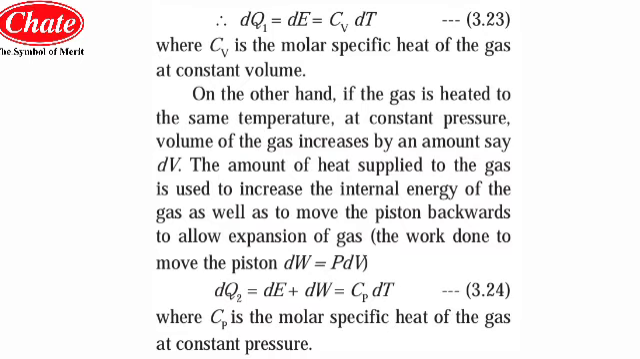The amount of heat supplied to the gas is used to increase the internal energy, and also to move the piston backward to allow the expansion of the gas. This means the piston will be moving away from the cylinder. So there will be some work done over that piston due to the addition of heat, and there will be expansion of the gas. This work done may be P into dV.